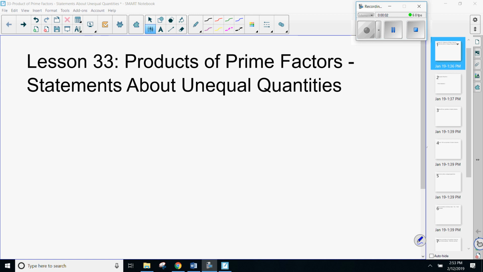Prime factors: being able to sometimes just put things in prime factorization helps with reducing a lot. And you'll notice in your upper level math classes that in order to reduce, think of your prime factorization. Statements about unequal quantities: you've already come up with statements of equal quantities, but what if something is more or less than the other value?